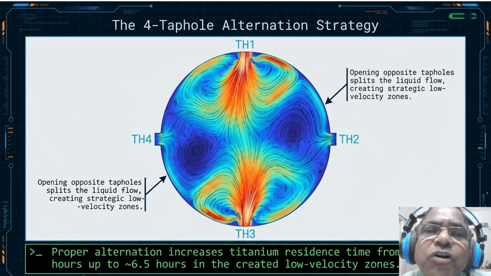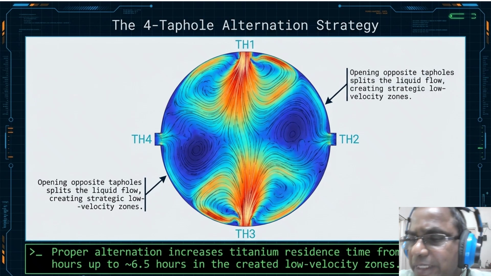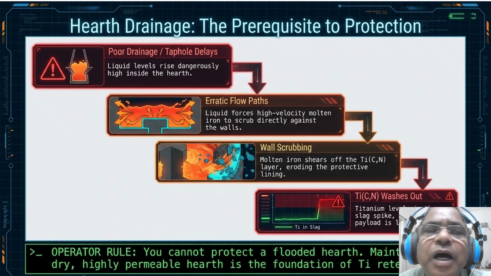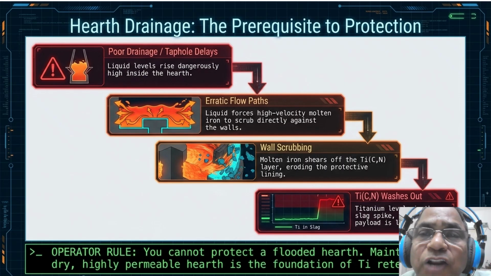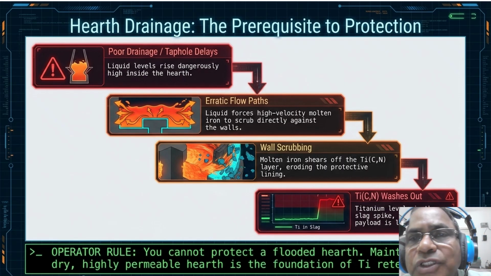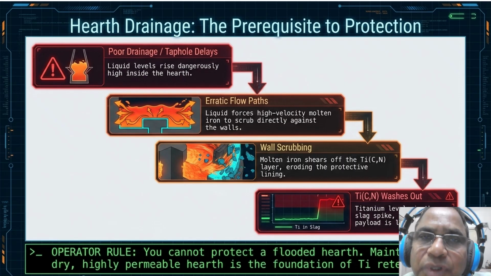But remember, you cannot protect the wall if the hearth is flooded. So that we have seen. Coming to our hearth drainage slide, let me change it. Yes, this is the slide, and you cannot protect a flooded hearth, as we have discussed, because it washes away all the precipitate, those valuable TiCN which we develop by putting in PCI or through the briquettes, iron ore lumps. So many sources we use as a feedstock to create this precipitate.